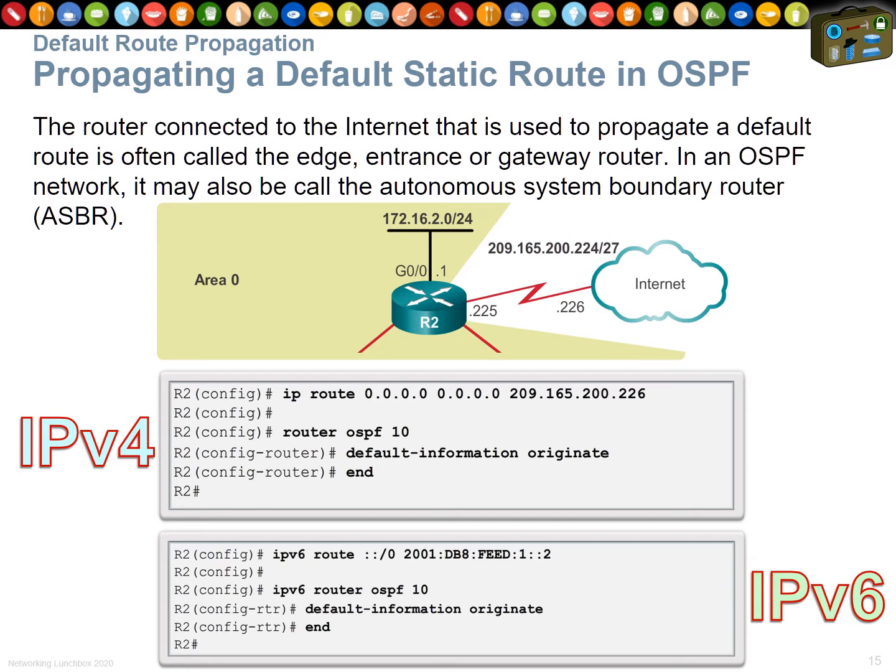The default information, your default gateway, is originated from this router. It's exactly the same command for IPv6 as IPv4. Remembering that once you redistribute that static route into the OSPF process, that router is now an autonomous system boundary router.